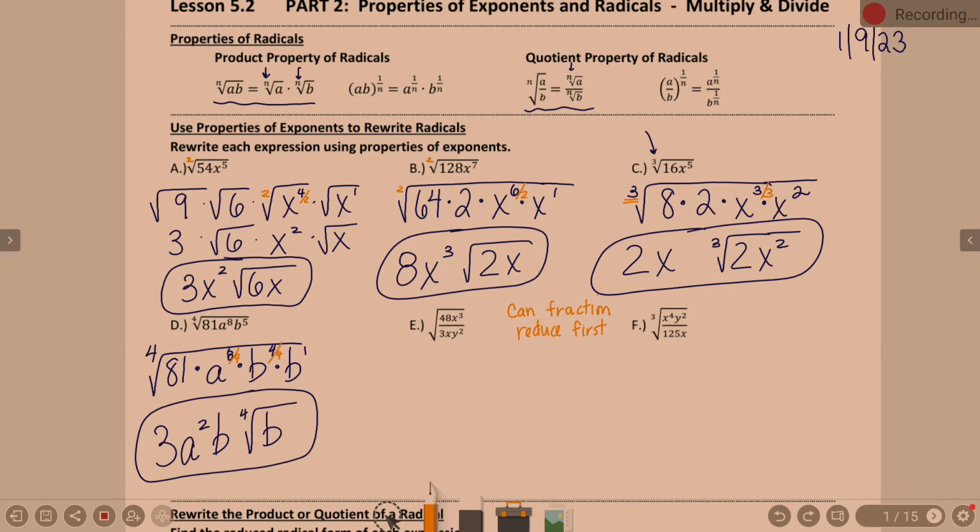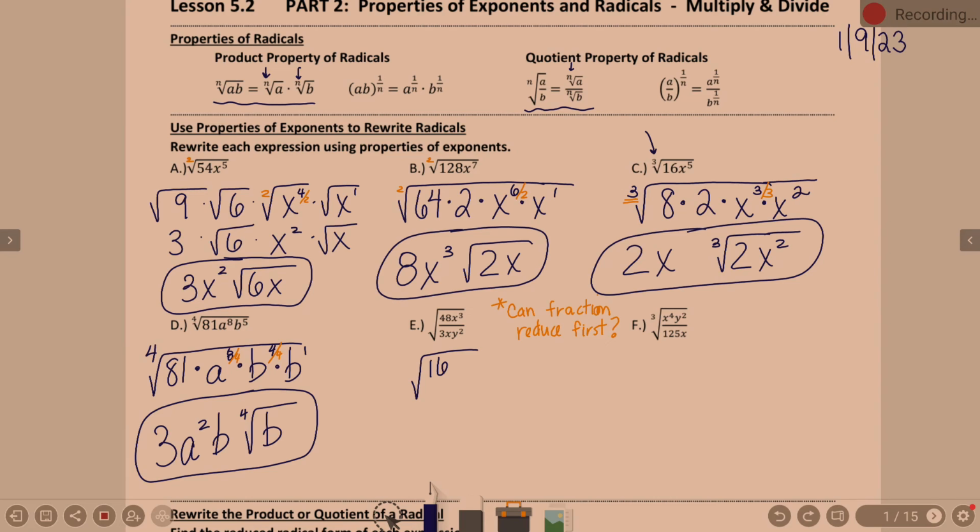What's that say? Can fraction reduce first? So, I'm hearing this fraction can reduce. 48 divides by 3, yes? 48 divided by 3 is 16. So that's going to be on top of my fraction. That's nice.